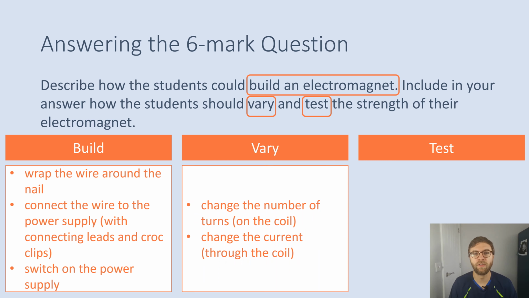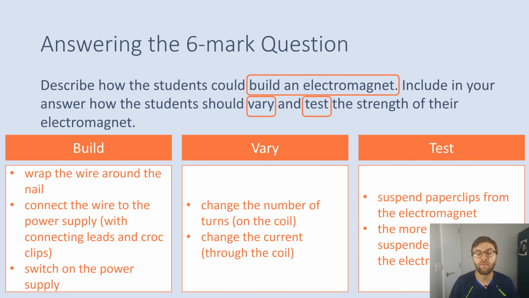There's a range of different things that you could do, but 2 of the more obvious ones is that you could change the number of turns on the coil by wrapping the wire more or less around, or you could change the current that's running through the coil. To test it, again, there are a range of different ways that you could do this, but one of the most obvious ones is that you could suspend the paper clips from the electromagnet, with the idea that the more paper clips that you can suspend, the stronger the electromagnet is.